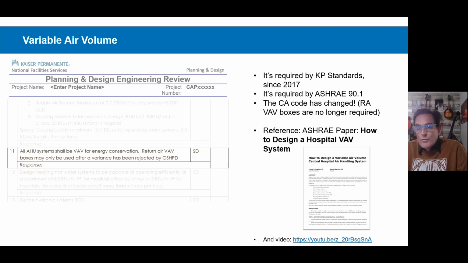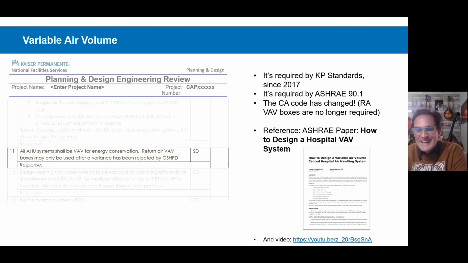Operating rooms need to have overnight turndown. So the only space in a hospital that really doesn't have VAV would be an airborne isolation room, and those are only about 1% of the footprint of the hospital, or less. VAV has been required by ASHRAE 90.1 for a lot of years. So in California, Title 24 is actually quite behind on that. But it's been in Kaiser standards since 2017. And at this point, we've heard every possible excuse in the book for not doing VAV.